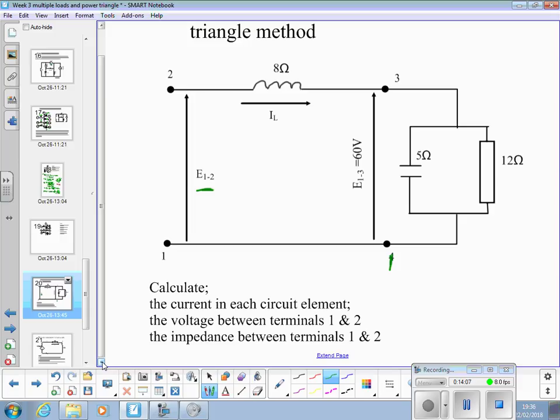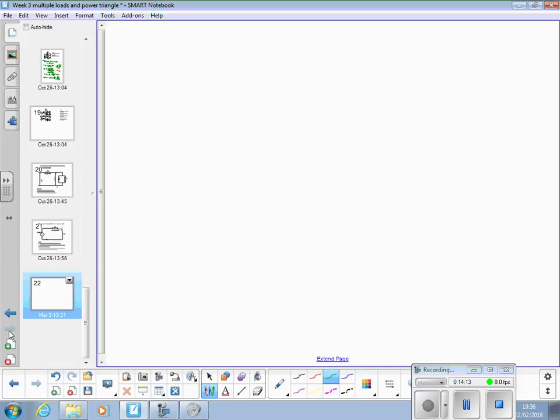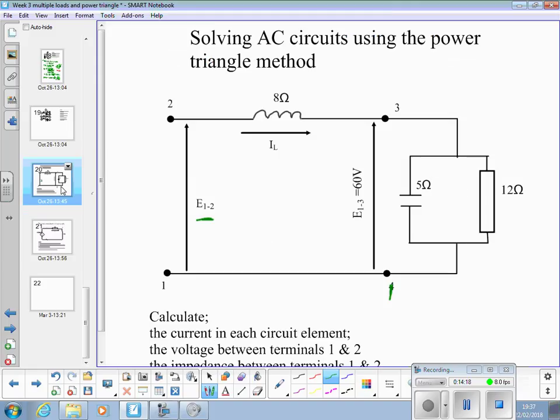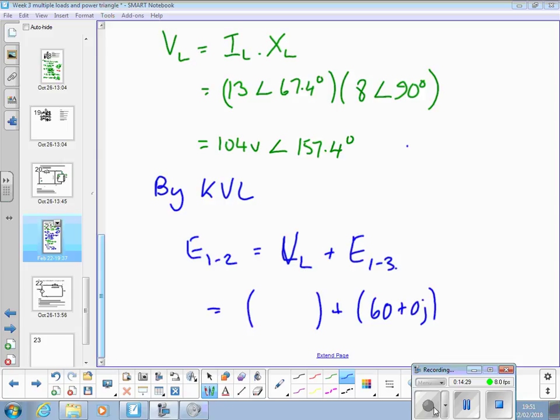I'm going to go on to the next page because I've got the circuit on the next page a little bit smaller, I thought. I know what I must have done. Let's just pause that for a moment.